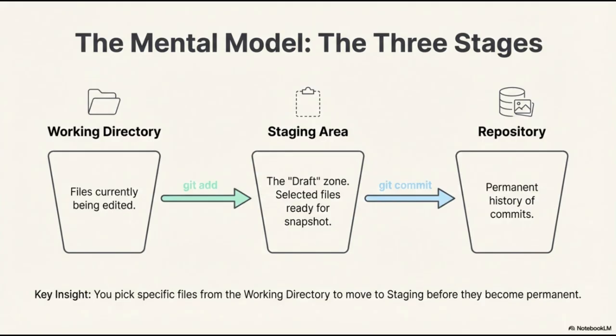When you are satisfied with your selection, you execute the git commit command. This final step moves the staged changes into the repository, where they become part of a permanent, searchable history of commits. The key insight to remember is that Git provides the flexibility to pick specific files from your working directory to move into staging before they are permanently recorded in the project history.